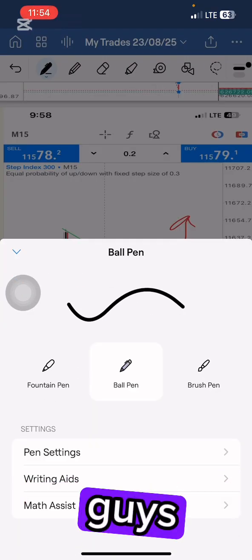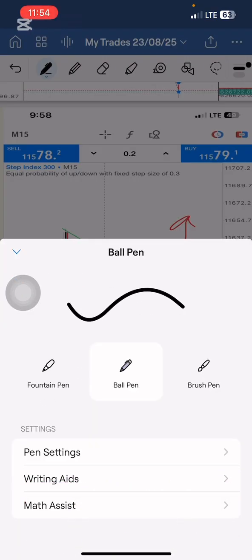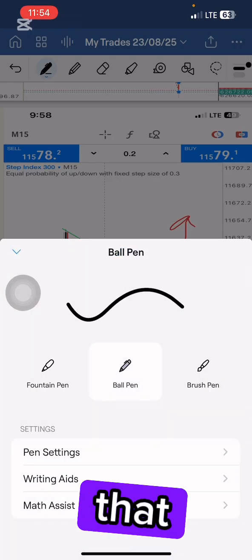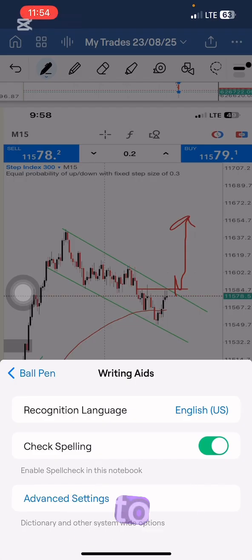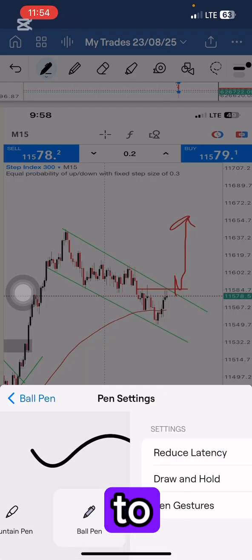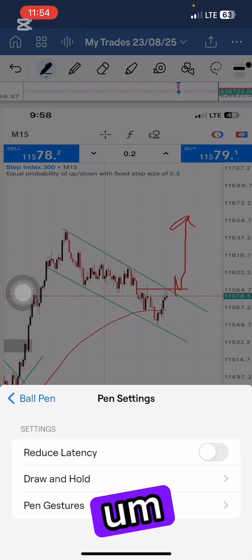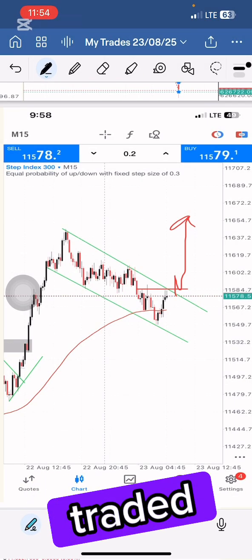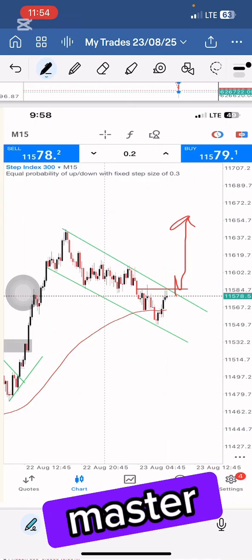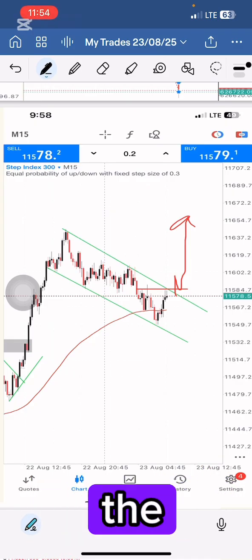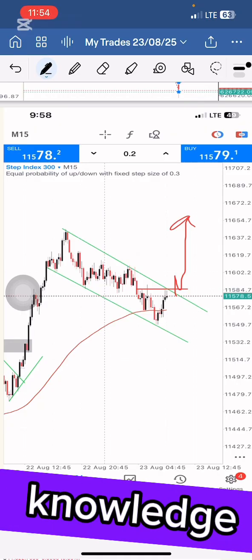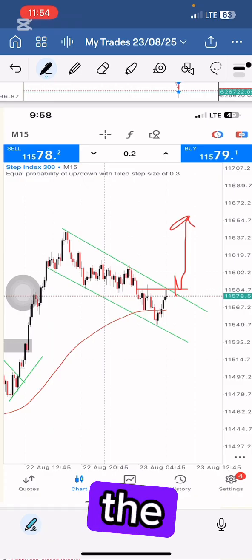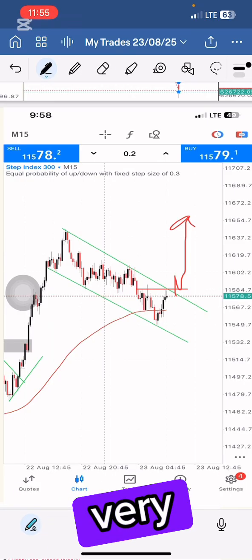That is the easiest way. Now these things I'm teaching you guys, that is the way you should handle it. That's the way you should trade it. But you need to do more. You need to go beyond just knowing how it is traded, and then practice it to master it yourself. Because it is one thing to have the knowledge, it's another thing to master the knowledge in line with your emotion as a person. The emotions behind it are very, very important as well.